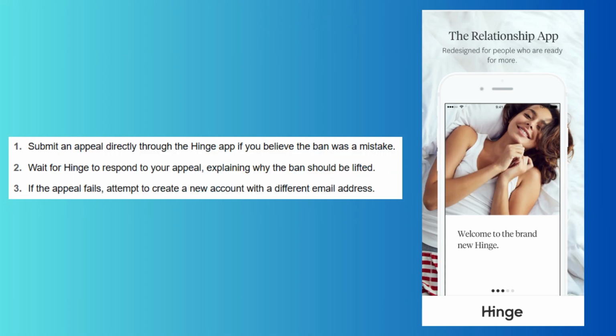To start, submit an appeal directly through the Hinge app if you believe the ban was a mistake. Then, wait for Hinge to respond to your appeal, explaining why the ban should be lifted. If the appeal fails, attempt to create a new account with a different email address.